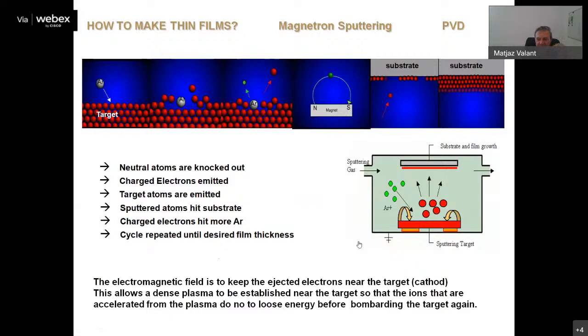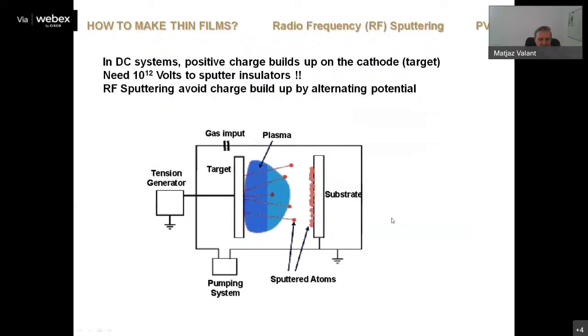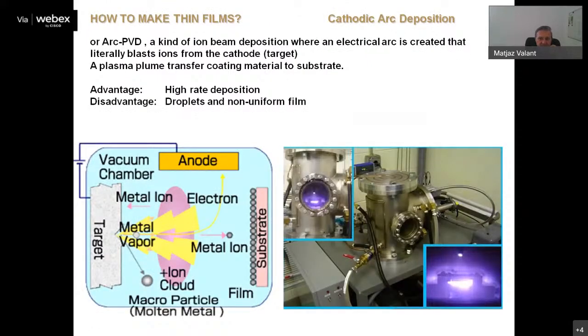And then we are using the electron field in order to keep these closer to the target and substrate, and not to disperse them all around the chamber. And of course, because the substrate is colder than the target, the material will condense on the substrate. As I said, there could be radio frequency sputtering, and all these processes are very similar to each other, so I'm not going to talk separately about one or another.